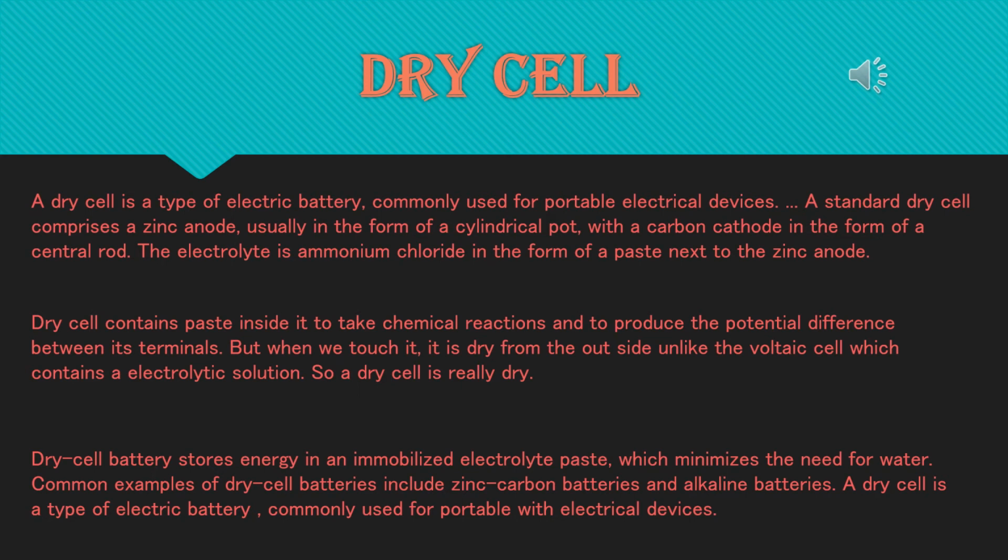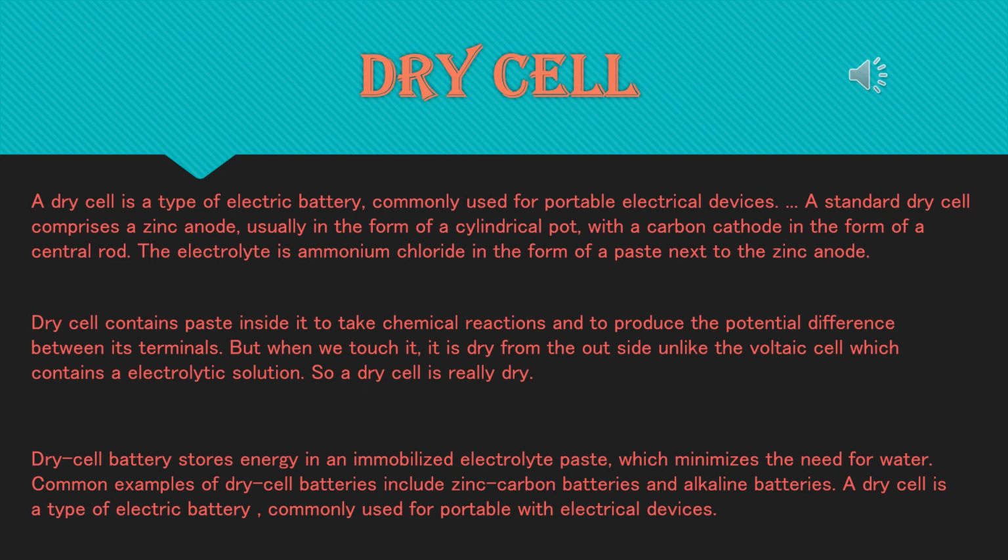Now, a dry cell contains paste inside it to take part in chemical reactions and to produce the potential difference between its terminals. The mechanism is the same as a simple voltaic cell, but it is dry. When we touch it, it is dry from the outside, unlike the voltaic cell, which contains an electrolytic solution. So, a dry cell is really dry.